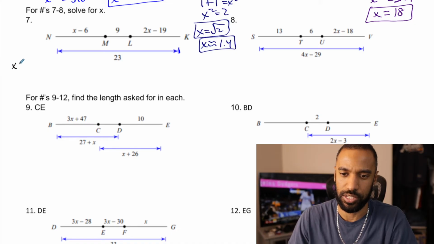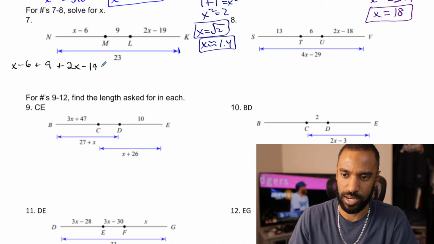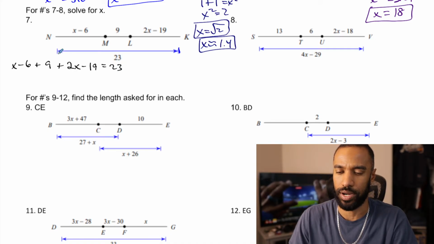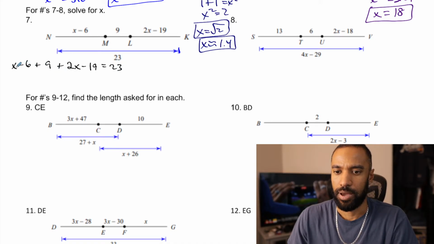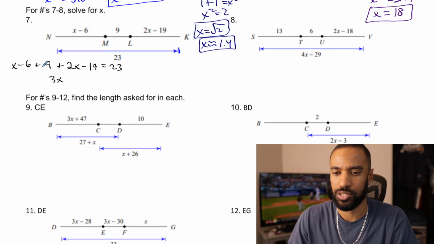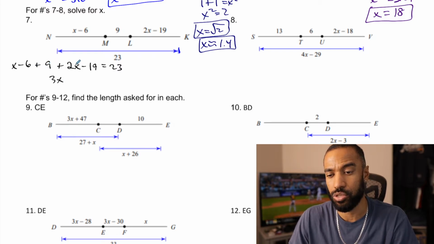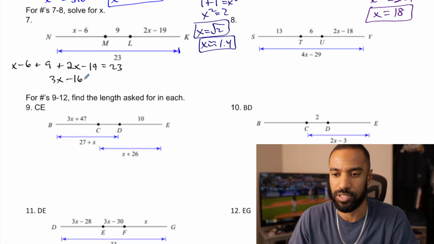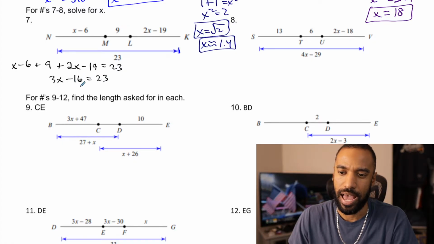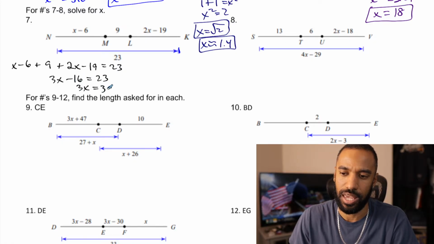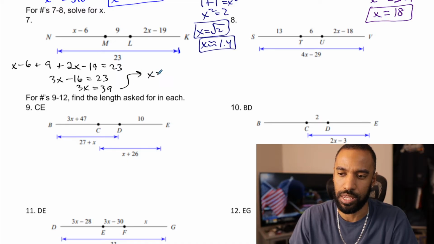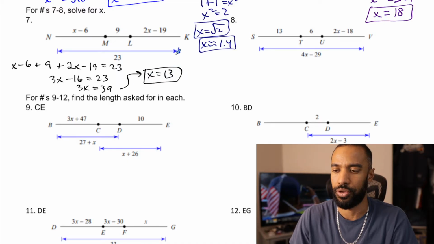So I can create an equation that says x minus 6 plus 9 plus 2x minus 19 equals 23. Combine like terms: x plus 2x is 3x, negative 6 plus 9 is 3, minus 19 is negative 16. Add 16 to both sides, and divide both sides by 3. You get x equals 13.